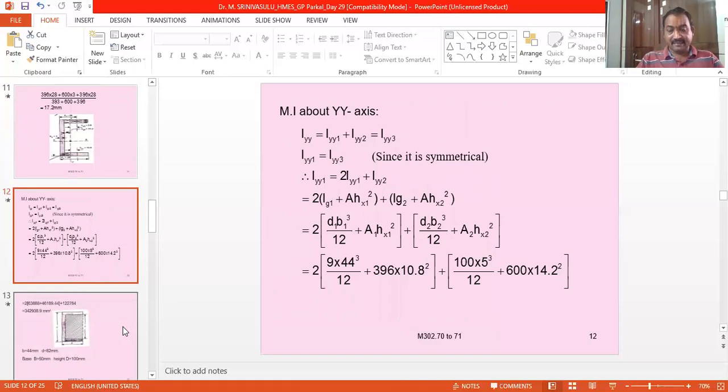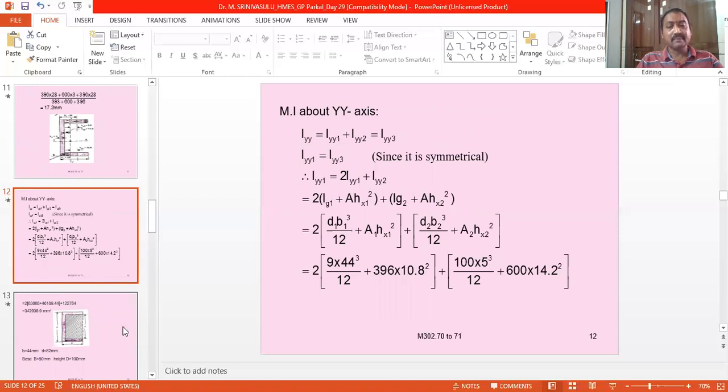moment of inertia calculations. First of all, because it is symmetrical about the x-axis, the I-axis will not have the component of A into hx square, because hy1, hy2 and hy3 all are zeros. Therefore, it will not have the A into hy component. That is simple to calculate, so we will calculate it afterwards.